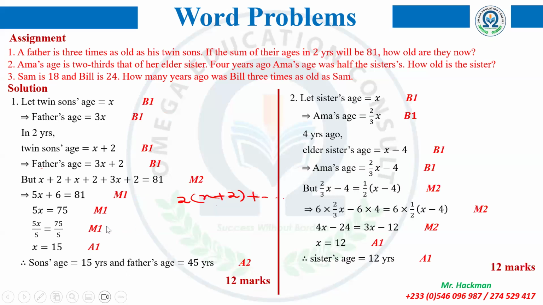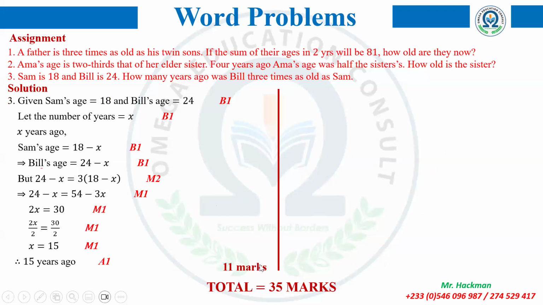The first question, 12 marks. The second question, question 2, 12 marks. The third question, 11 marks. So in total, we are going to get 35 marks. So you know what to do. When you mark your work, put your score over the total score on top of the first page.